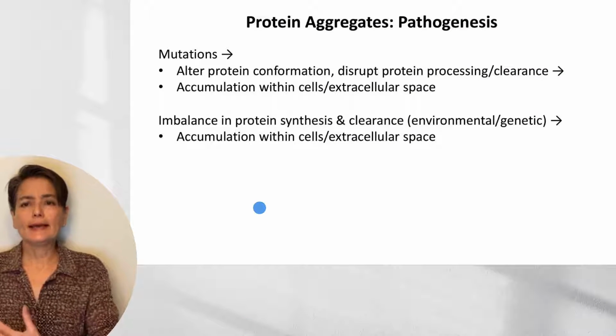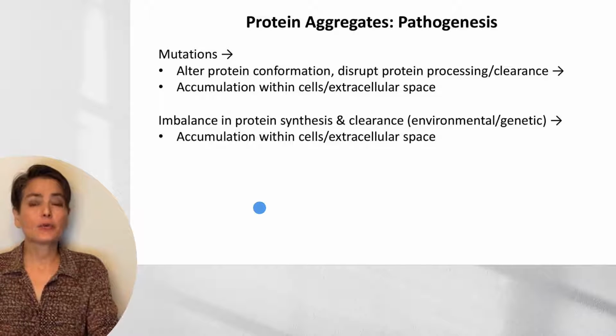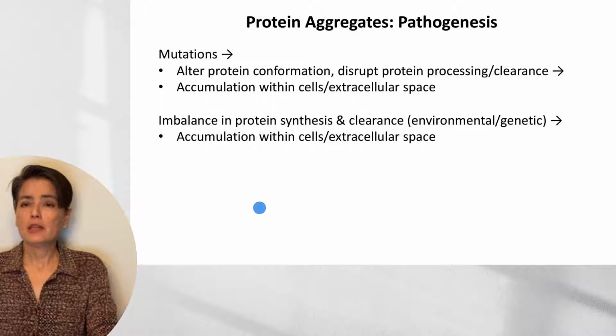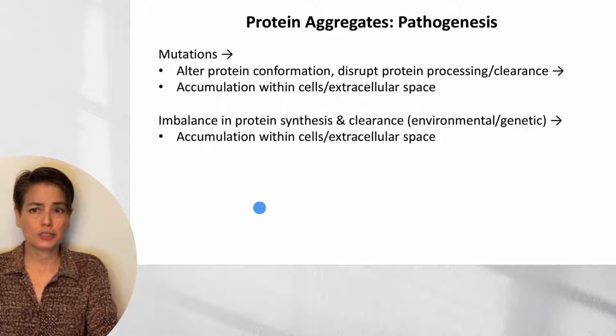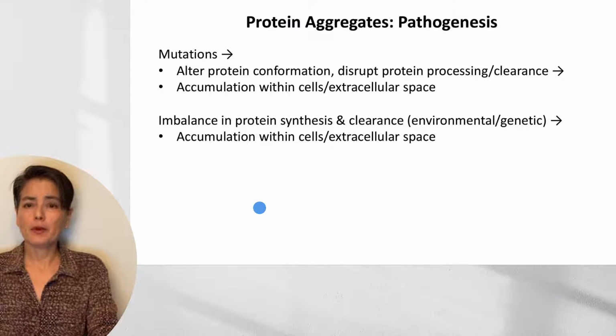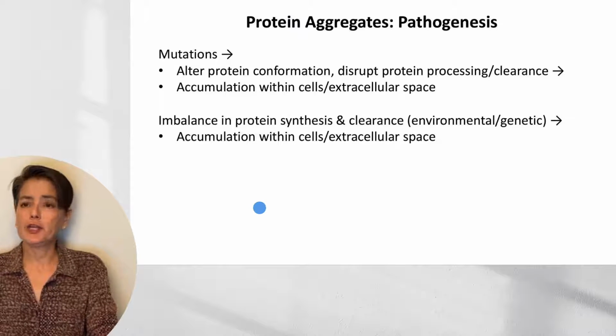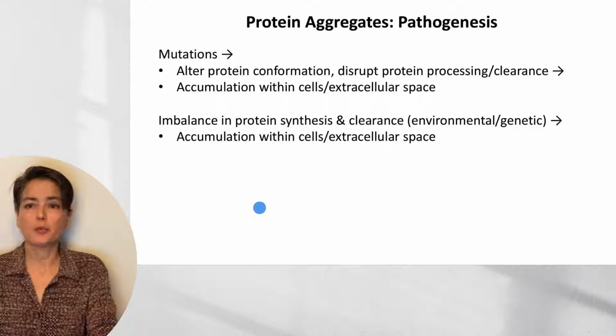So how do we get the development of these protein aggregates? There are really 2 pathways that we consider. The first is we have some sort of mutation in the gene that encodes the protein and thereby either alters protein conformation or disrupts protein processing and clearance, leading to the protein accumulation within cells and/or the extracellular space. Another possible pathway is that we develop an imbalance in protein synthesis and clearance due to a combination of environmental and genetic factors, leading again to accumulation within cells and/or extracellular space.